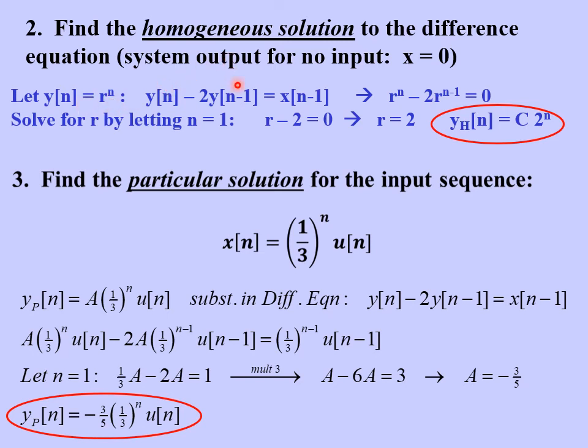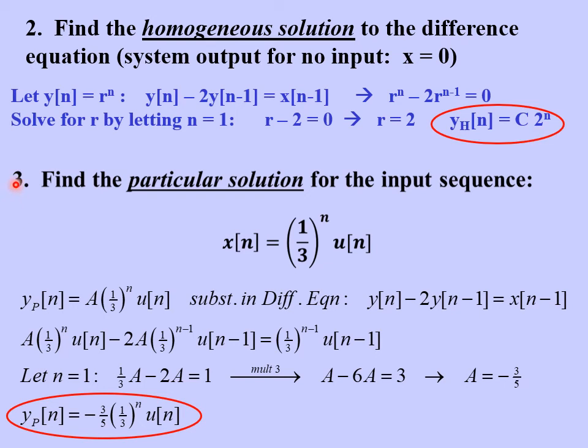So I have r to the n minus 2 r to the n minus 1, just by substituting this in here and here. And to solve this, I'm going to set n equal 1. I get that hint by looking at this exponent here. So when I set n equal 1, I get r minus 2 equals 0. Well, that's easy enough. r is equal to 2. So my homogeneous solution, y sub h, is equal to some constant c times 2 to the nth power.